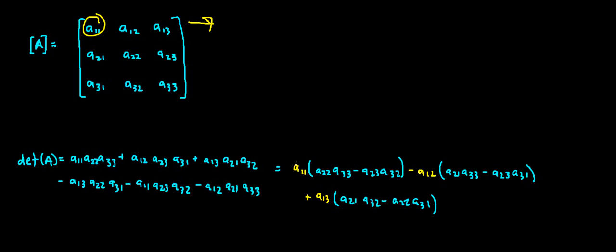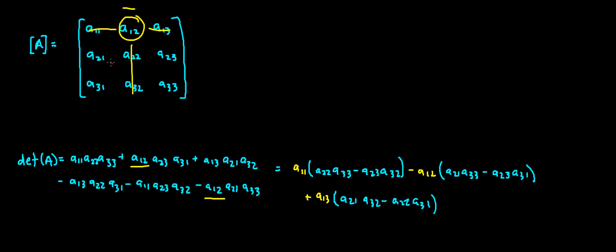And if you can imagine what's going to happen next, you'll probably come to the conclusion that it's going to be the same thing we've been doing for cofactor expansion. So going on to the next term, A12. Since this is a negative term, I'm going to factor out minus A12. Factoring this out, these signs will reverse. This will be negative, and this will be positive. So A21, A33 minus A23, A31.